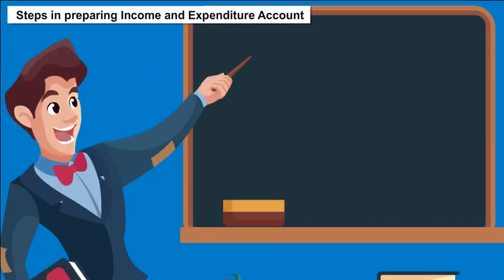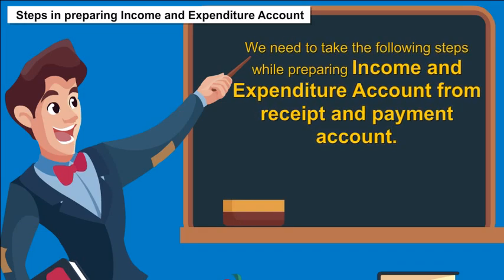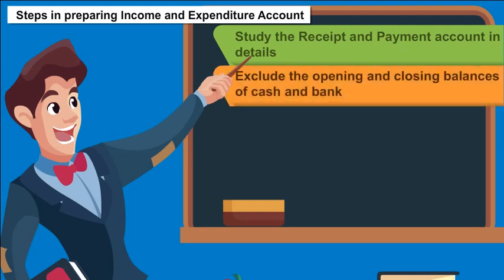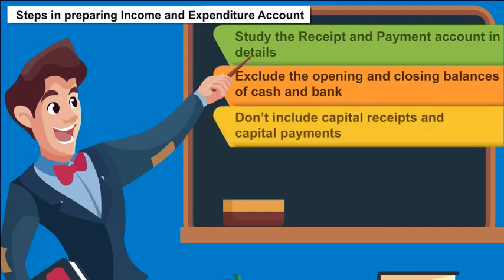Steps in preparing income and expenditure account. We need to take the following steps while preparing the income and expenditure account from the receipt and payment account. Study the receipt and payment account in detail. Exclude the opening and closing balances of cash and bank from the income and expenditure account. Don't include capital receipts and capital payments, as these will be reflected in the balance sheet.